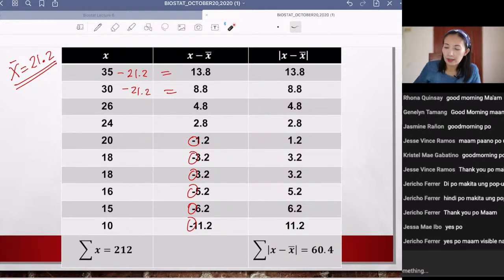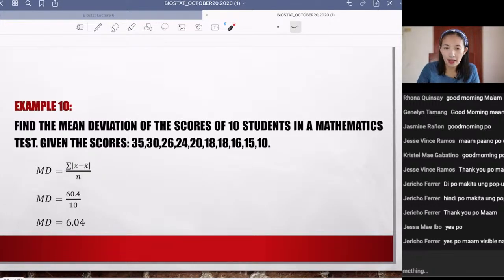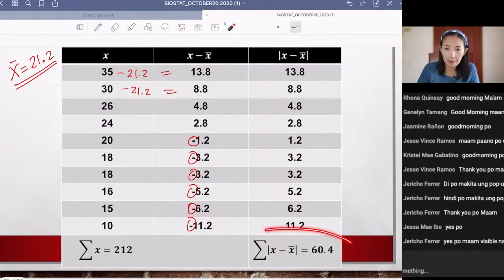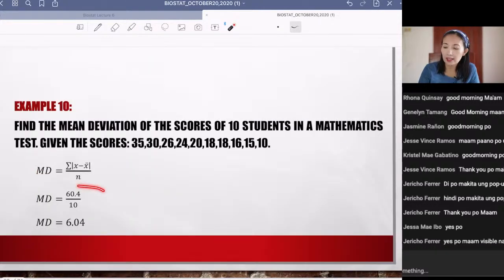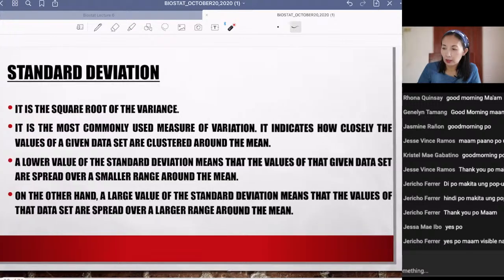Then, 60.4 divided by n, that gives the mean absolute deviation. 60.4, once again, that's the sum of the third column. 60.4 divided by, how many scores are given? 10. So 60.4 divided by 10 is 6.04. That's the mean absolute deviation. Okay. Next, the standard deviation.